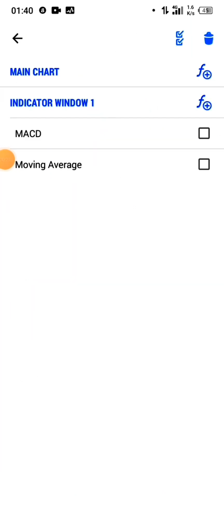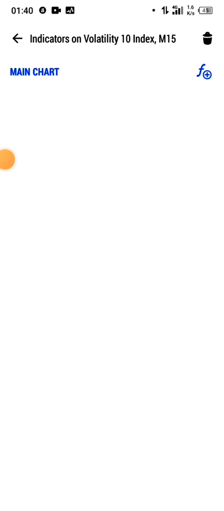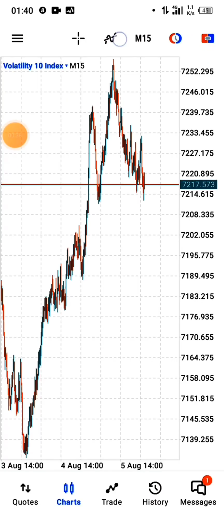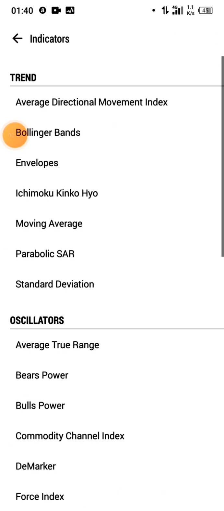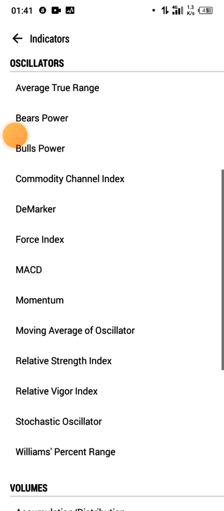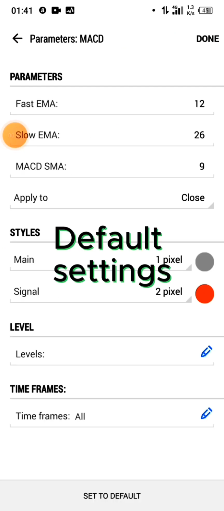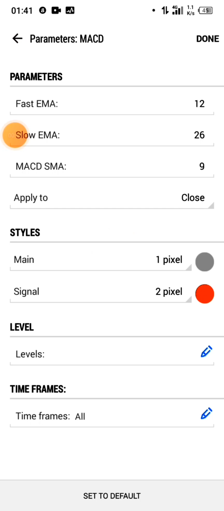Let me just show you how we set this up first. Let me delete everything so that we start all together. So we press our indicators, of course. Then after pressing the indicators, click here on main chart. Then first we want to insert the MACD. I'm just using the default settings, so you don't have to change anything. You can just click set default over here if you had changed it.